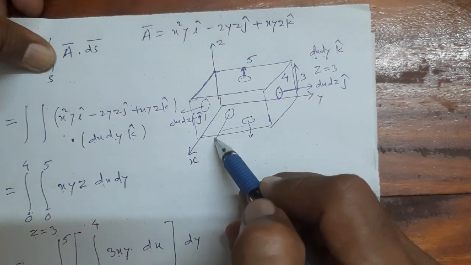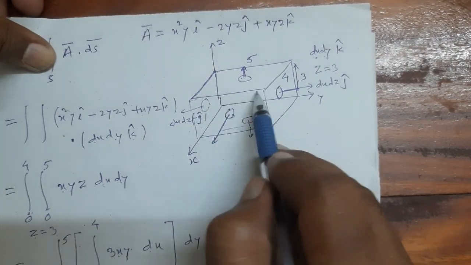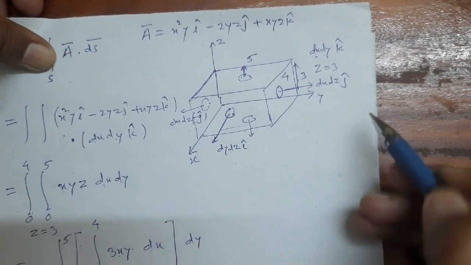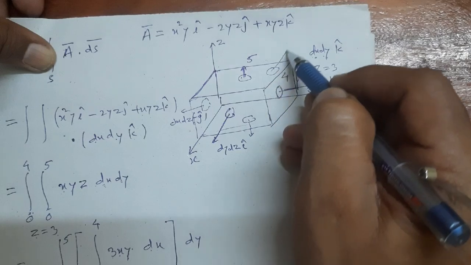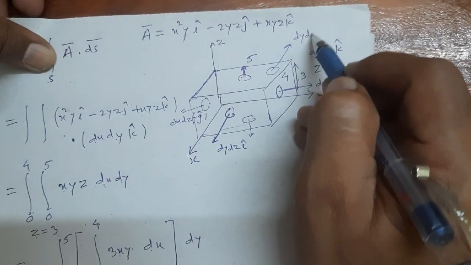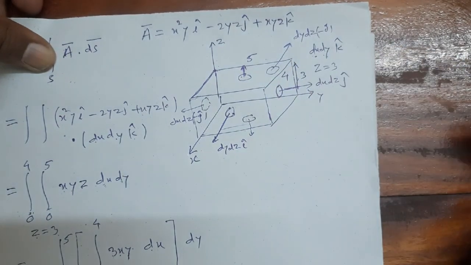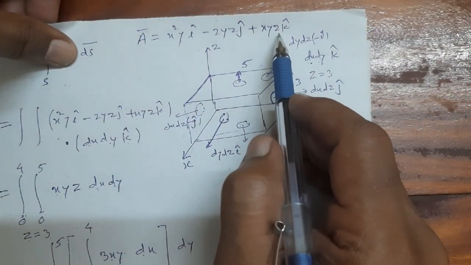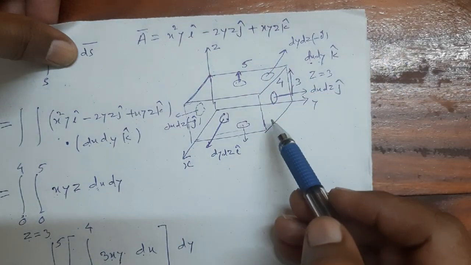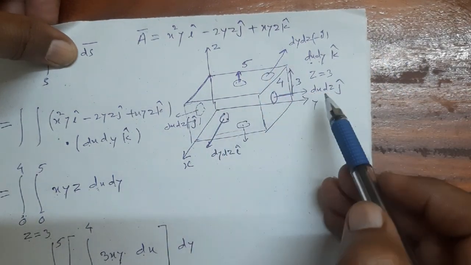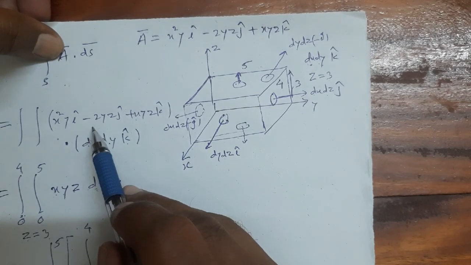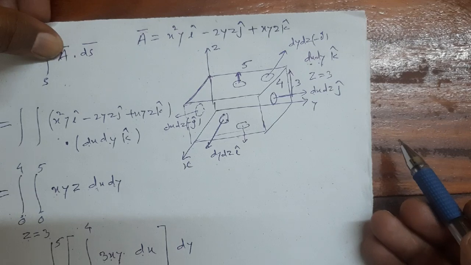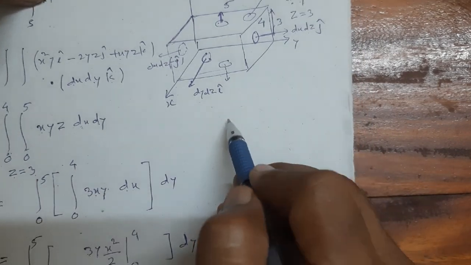For the front surface, it will be parallel to the yz plane and therefore it is dy dz i cap, and for the back surface it will be dy dz minus i cap. Therefore now with the same function a bar, as a homework you can calculate the surface integral over the remaining 5 surfaces. We have considered the top surface, and now you may think about the integration for the remaining 5 surfaces. Obviously I will give you one more homework.